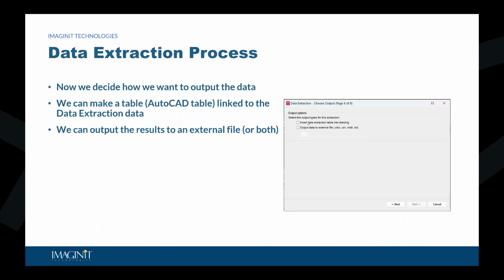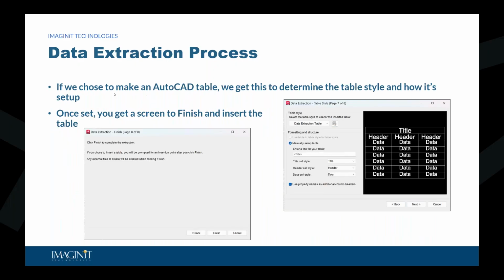If you do just the table or include the table and the output, it'll take you to the next page, which is where we talk about tables. So if we choose to make an AutoCAD table, we determine which table style we want to use and how it's set up. And once you get to the final screen to finish, click finish, and it will insert the table or finish exporting that file.